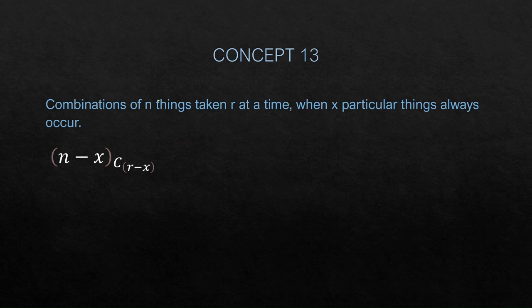Combinations of n things taken r at a time when x particular things always occur. So this case is exactly similar to concept number 6 that we have studied in the previous videos. What this says is the same thing: combination of n things from which we take r at one particular time, and when x particular things always occur, which means that they are always included. These are the two words that can be used for the same thing. So this formula I have explained, and it is similar to that of permutation, so I won't go into the details.